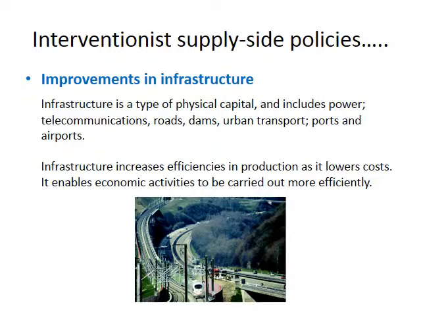Other interventionist supply-side policies can be improvements in infrastructure. So infrastructure is a type of physical capital and includes power, telecommunications, roads, dams, urban transport, ports, and airports. Infrastructure increases efficiencies in production as it lowers costs, and it enables economic activities to be carried out more efficiently. So you can think of if a country doesn't have a good network of telecommunications, of roads, of airports, and so on, it's much more difficult to bring your goods to market. The better the infrastructure, the easier it is for businesses to conduct business.